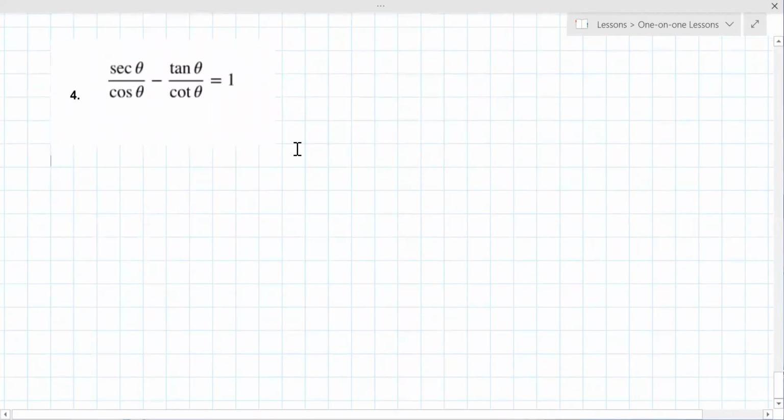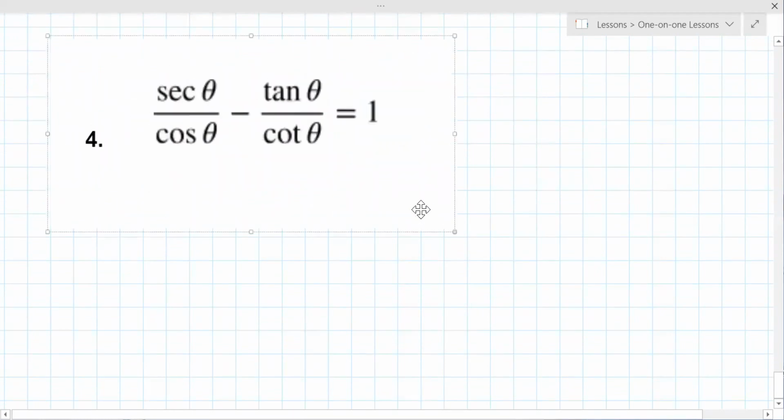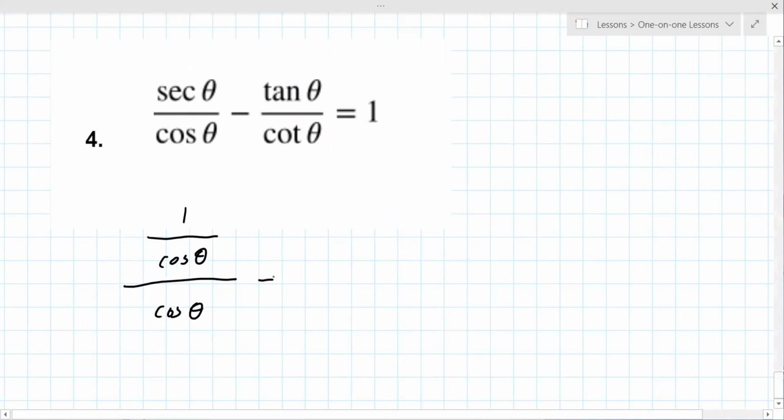All right, so number 4, you have to decide which is the more complicated side. I think the left side is clearly more complicated. Because there's no squares, you're generally going to rewrite everything in terms of sine and cosine. So secant is 1 over cosine theta. Tangent is sine theta over cosine theta. Cotangent theta is cosine theta over sine theta.